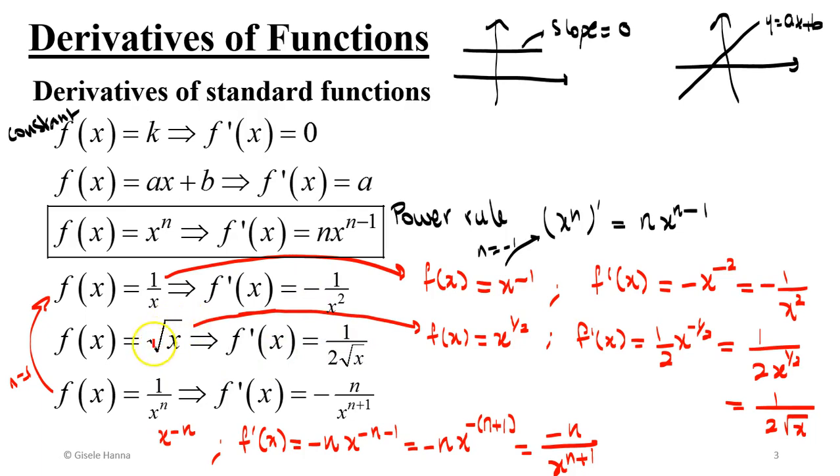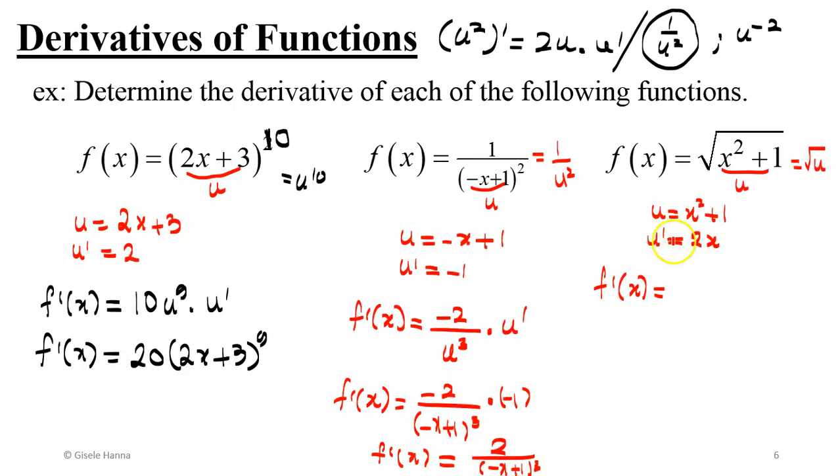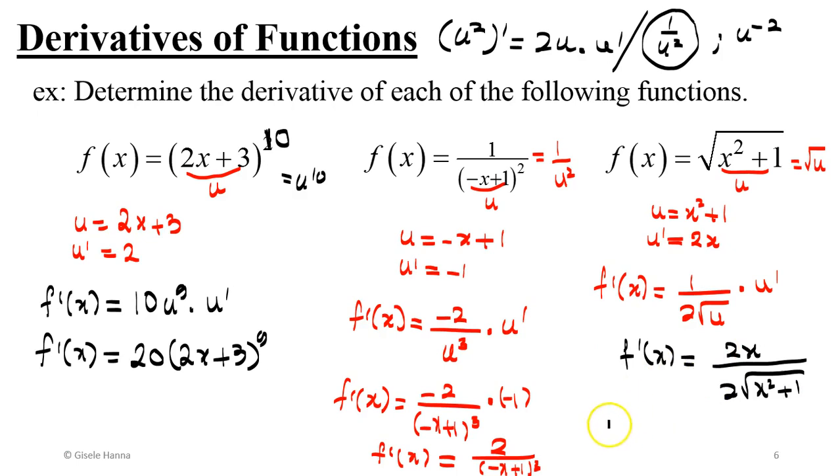However, you could remember that the derivative of square root of x is 1 over 2 square root of x. So that would be 1 over 2 square root of u, and we should not forget times u prime, because we're dealing with a radicand different than x here. It's a function in terms of x. So doing the proper substitutions, f prime of x would be u prime, 2x, over 2 times square root of u, which is square root of x squared plus 1. Now simplifying the 2, that would be x over square root of x squared plus 1.